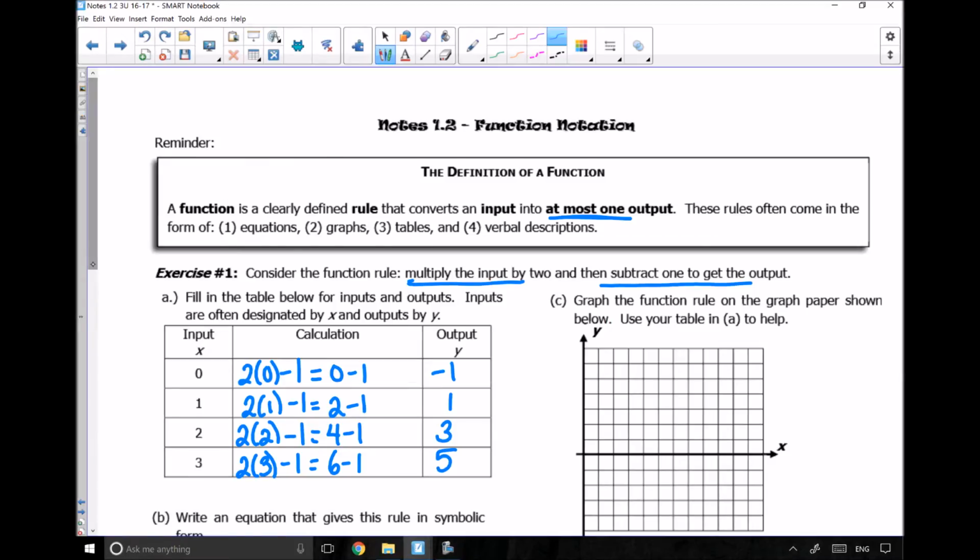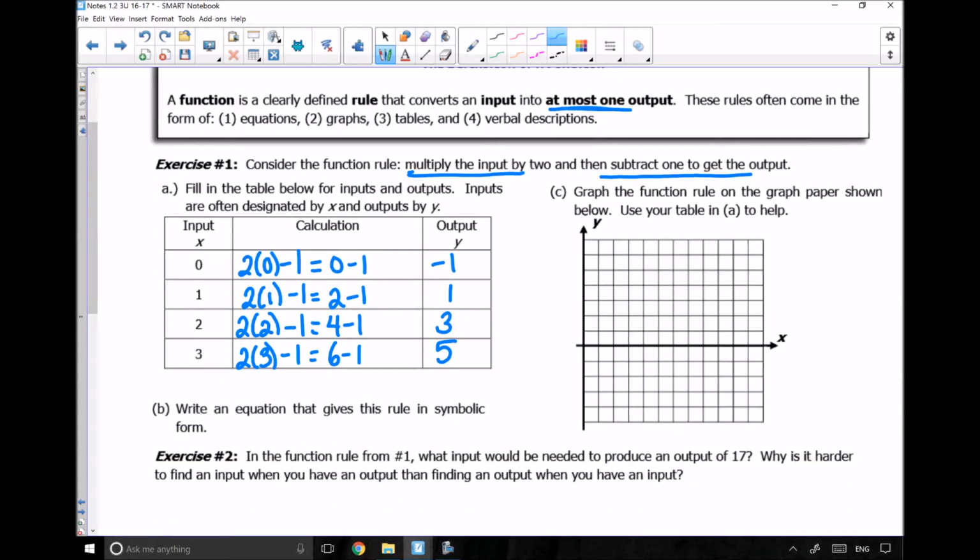The next part says to write an equation that gives this rule in symbolic form. It's saying multiply the input, and remember your inputs are always your x values. So I'm going to multiply my input by 2 and get 2x, and then subtract 1, and that is equal to the output, which, remember, we said outputs are y's. That's how you write your equation. Or you could just say y equals 2x minus 1.